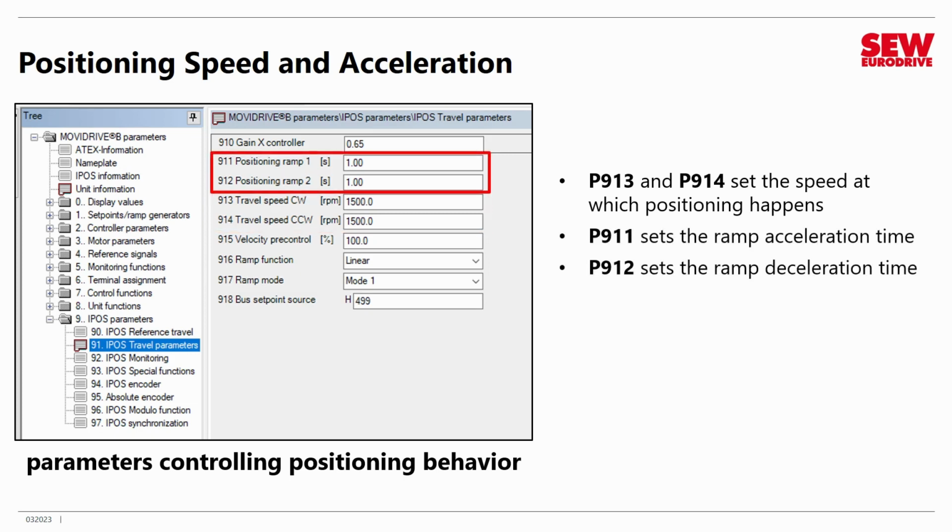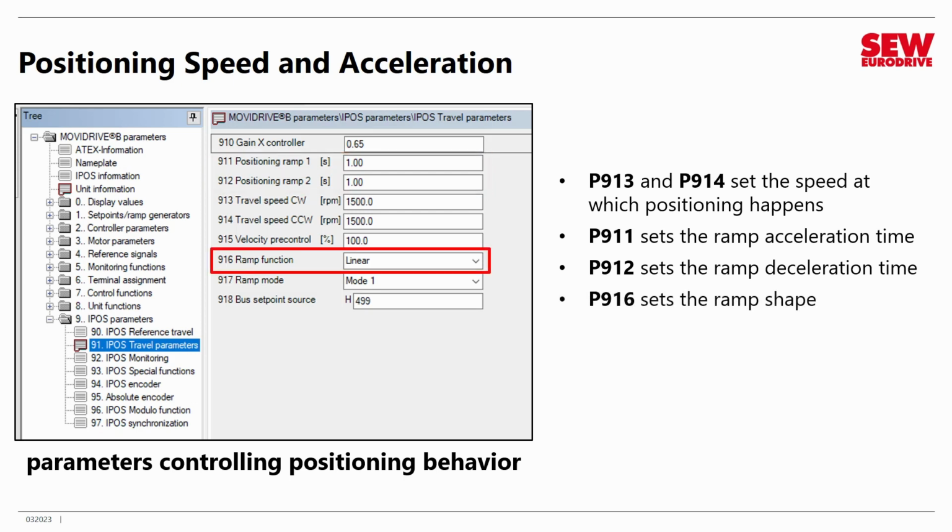There are also two positioning ramps. They set acceleration and deceleration time, and like all MoviDrive B ramps, they are specified in time units of seconds, which may feel a little weird, but that's just the way the MoviDrive B works. Right now, they're set to a second each. That's fine, but of course, you would tune that to whatever your application needs. And then there's also a ramp function parameter that sets the shape. Right now, I've just got a linear shape selected, which is perfectly fine for what we're doing.